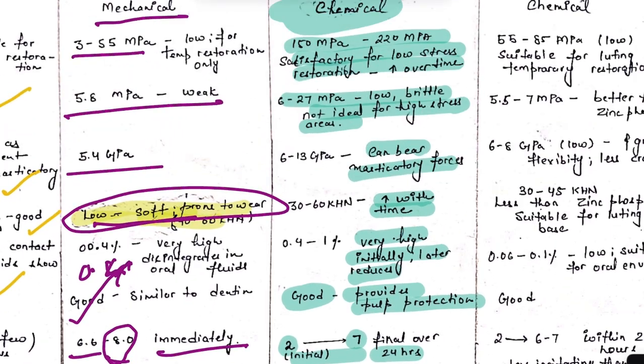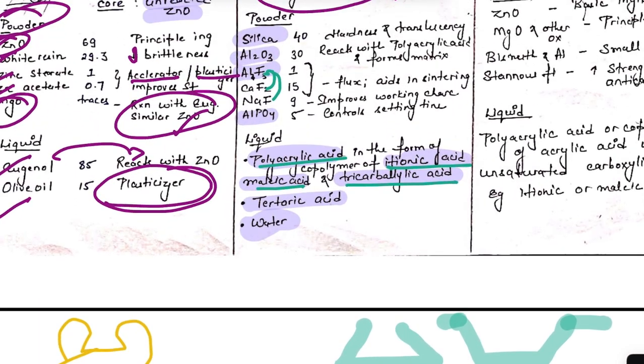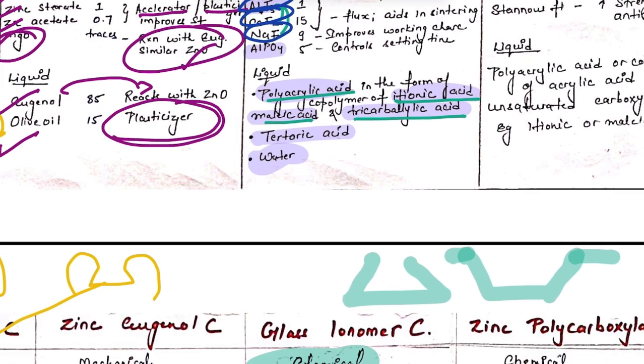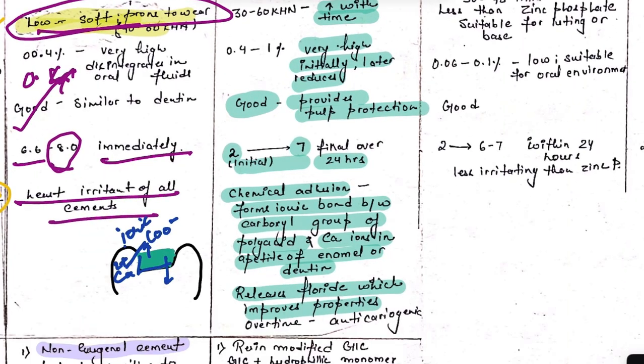Again, it releases fluoride. We had three types of fluoride in the composition, remember we talked about it: aluminum fluoride, calcium fluoride, and sodium fluoride. These all release fluoride, and fluoride helps in preventing caries. So it is also anti-cariogenic. It is also a distinct feature of this cement.